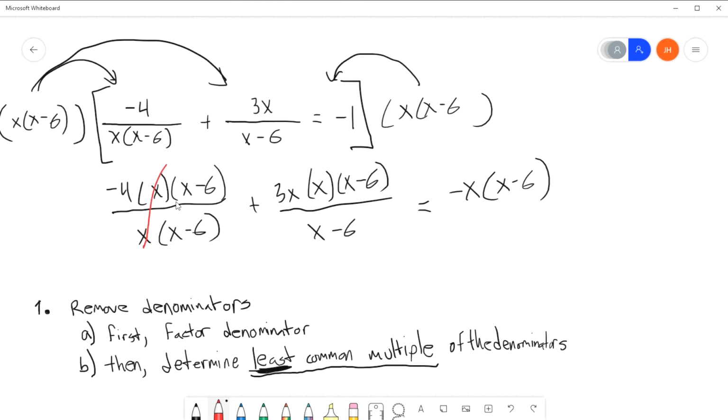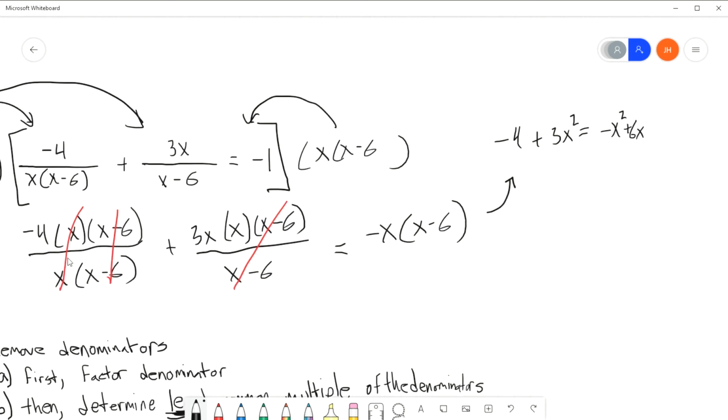Now let's look at what cancels out. The x's cancel. The x minus 6 cancels. So what does that leave me with? It leaves me with negative 4. 3x times x, so 3x squared. And it's equal to negative x times x minus 6. That's minus x squared plus 6x. You see how I've simplified it?